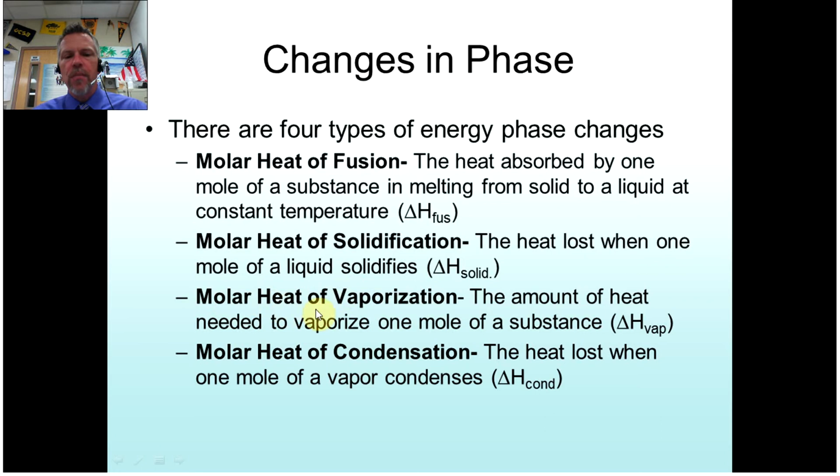Now let's take a look at the next one, the molar heat of vaporization. By now you're probably seeing the pattern in these names. The molar heat of vaporization is the amount of heat required to vaporize, or turn from liquid into a gas, 1 mole of a substance. And we abbreviate that with delta H VAP. And then finally, the reverse of that one, the molar heat of condensation. That's the heat lost when 1 mole of a vapor condenses. So you've got, this is the gas to liquid, this is the liquid to gas, this is the liquid to solid, and this is the solid to liquid phase changes. All right.